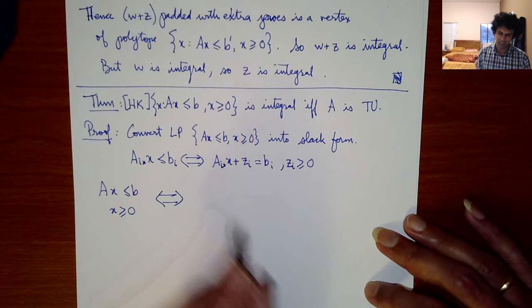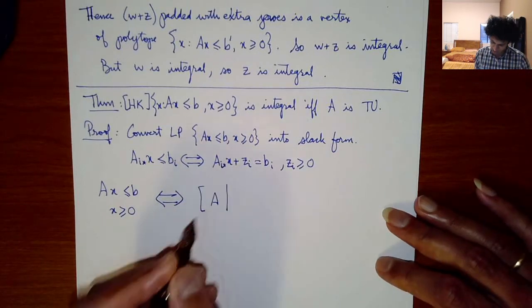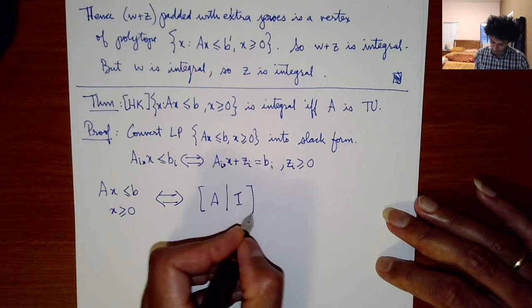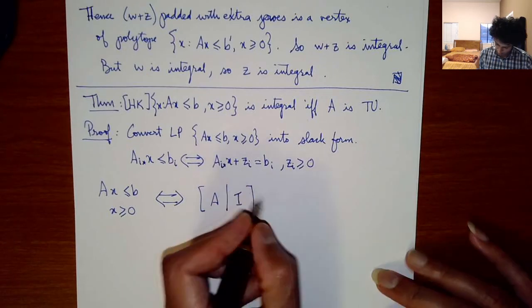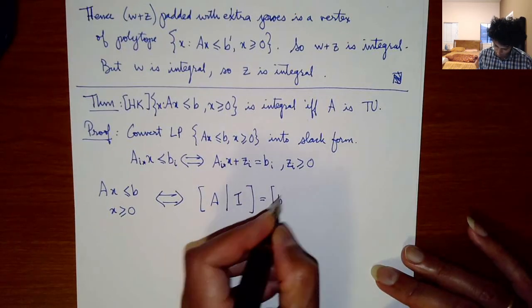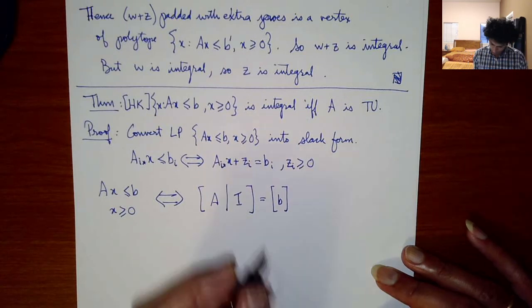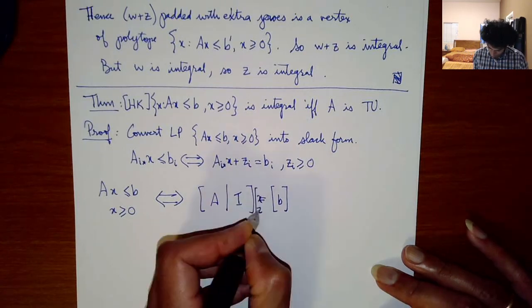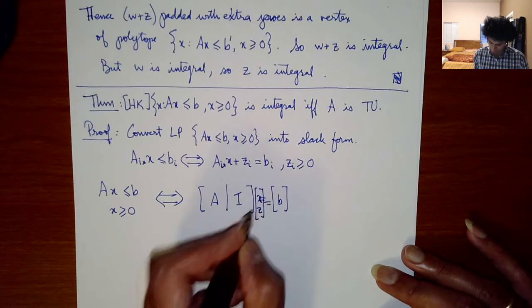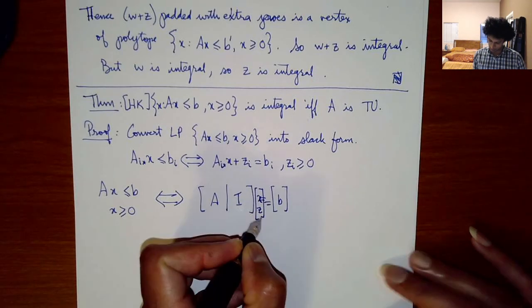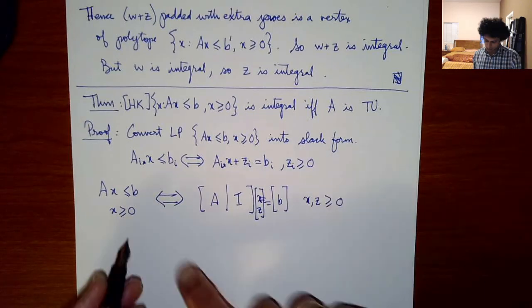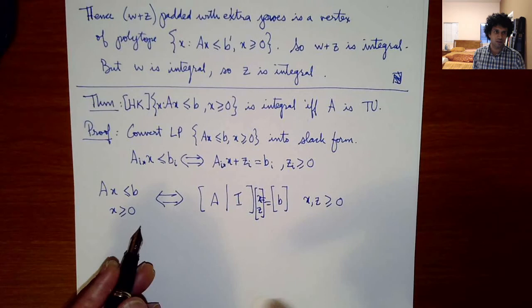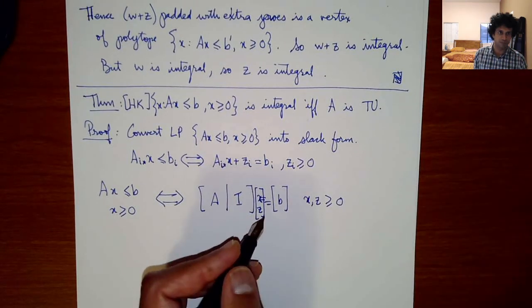And now let's write this out in matrix form. So we have the matrix A, and then we have the identity matrix here, because we have a new variable for each constraint, right? And this gives us the slack form. We have [A I] times (x, z) is equal to b. So there are new variables here, these new z variables. We have x and z both non-negative. So this is an equivalent transformation, and in this form we can apply the Veinott-Dantzig theorem.